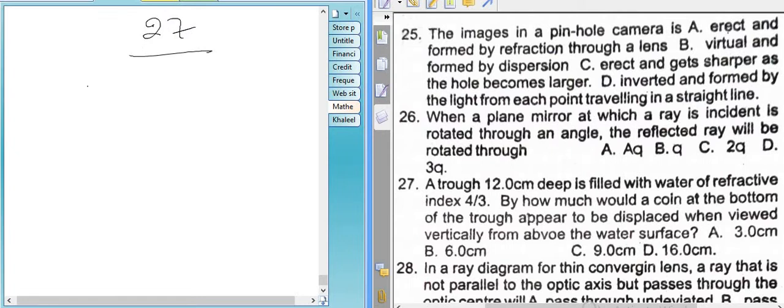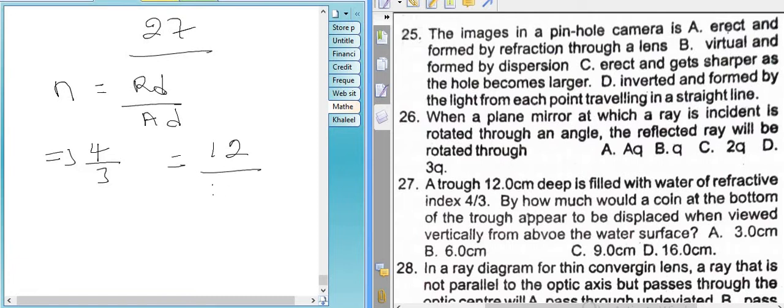In this question, we know from Snell's law that real depth over apparent depth is equal to the refractive index. So let's substitute the values. The refractive index is 4/3, and it is equal to the real depth, which is 12, over the apparent depth. To get the apparent depth, we cross multiply, and we find that the apparent depth is equal to 3 times 12 over 4. 4 into 12 is 3, and 3 times 3 is 9, which is 9 centimeters.